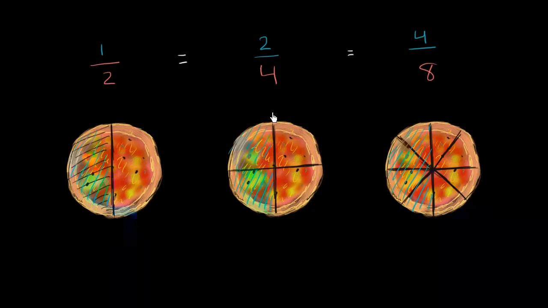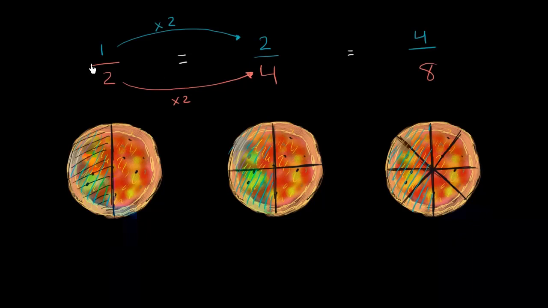And you might see a little bit of a pattern here. Going from this scenario to this scenario, I got twice as many equal slices. Because I had twice as many equal slices, I needed to eat 2 times the number of slices. So I multiplied the denominator by 2, and I multiplied the numerator by 2. If I multiply the numerator and the denominator by the same number, then I'm not changing what that fraction represents.